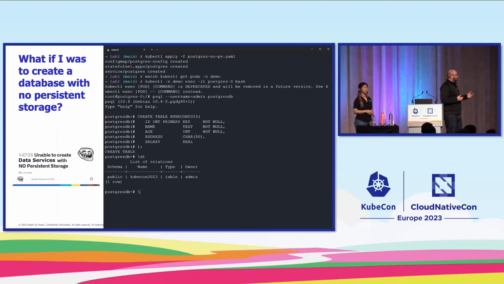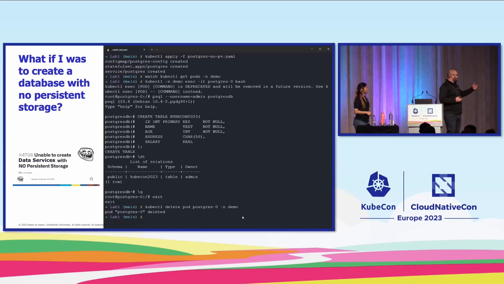If we exit out of that pod and then go and delete that pod, when that new pod comes up in that desired state, it's not going to have access to that data. That data is now going to be gone. It's going to be a brand new Postgres pod, and that table is not going to be there.